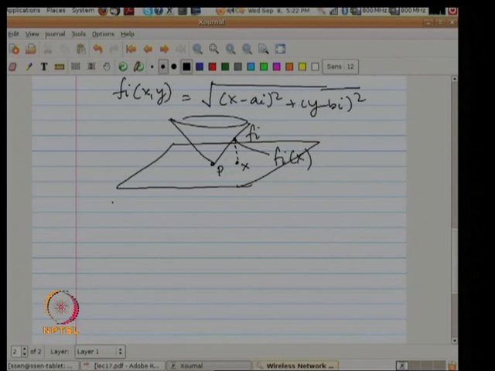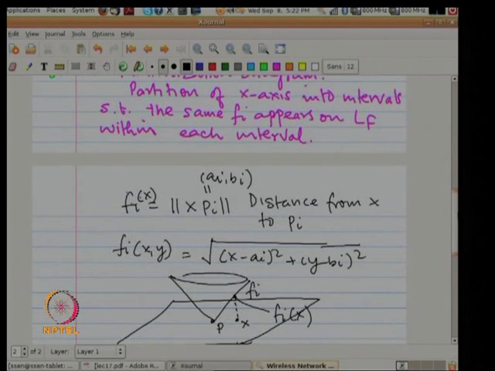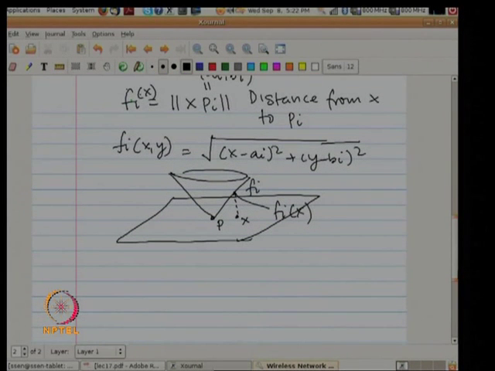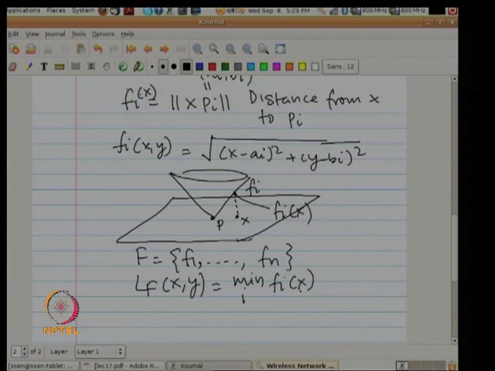Now, if I look at the lower envelope, you have these functions f_1 through f_n, one for each point. Now, I look at the lower envelope. So, this is the minimum. So, what does the lower envelope mean? What does this function L, the lower envelope of these functions, mean?